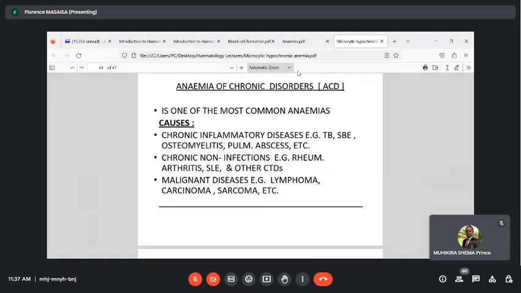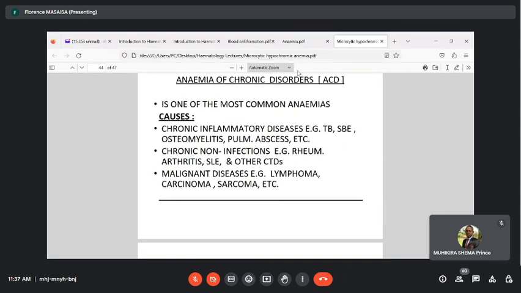A little word on anemia of chronic diseases. It is one of the most common anemias after iron deficiency. If you go to the hospital today, you see people who have anemia in the hospital. You see the prevalence of anemia is high in these patients. So, what are the mechanisms of anemia of chronic diseases? It's usually due to chronic inflammatory diseases, chronic infection, or malignant diseases. By which mechanism?